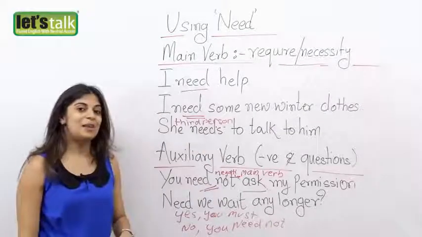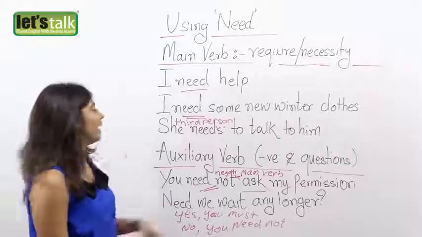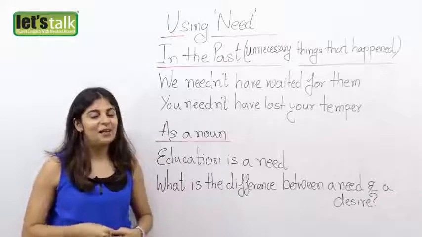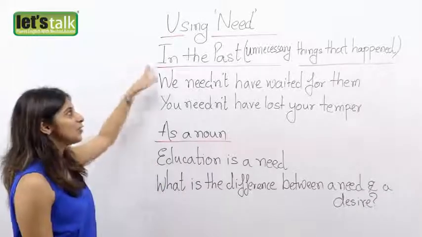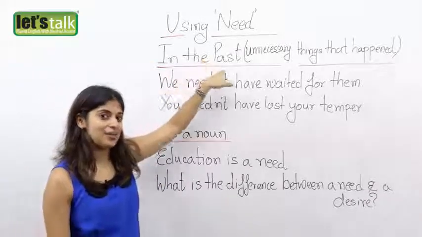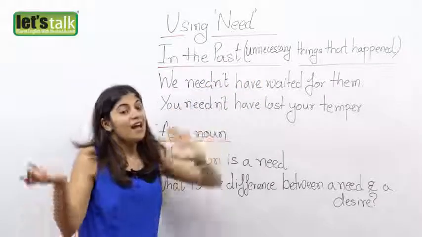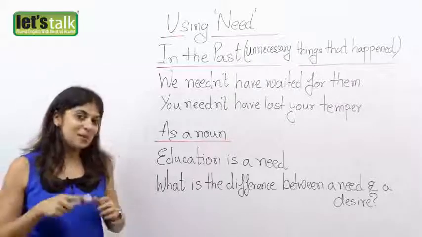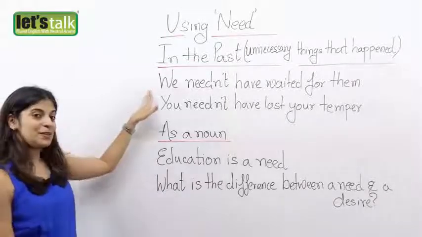So now this explains that how we used the word need as a main verb and as an auxiliary verb. Alright, now let's see here that how we can use the word need in the past. It really means that unnecessary things that happened in the past. So to explain this better, let's look at some examples here.